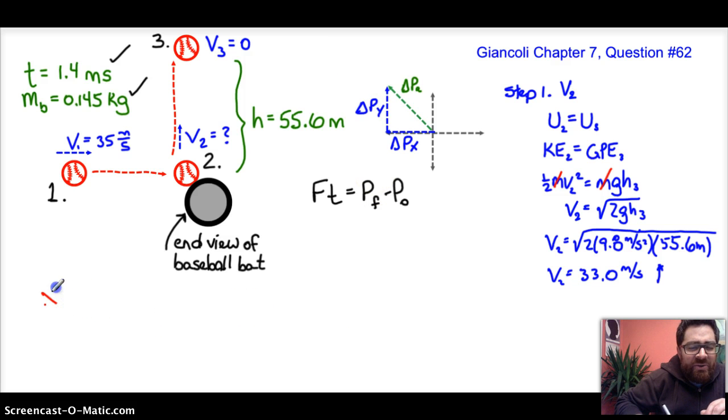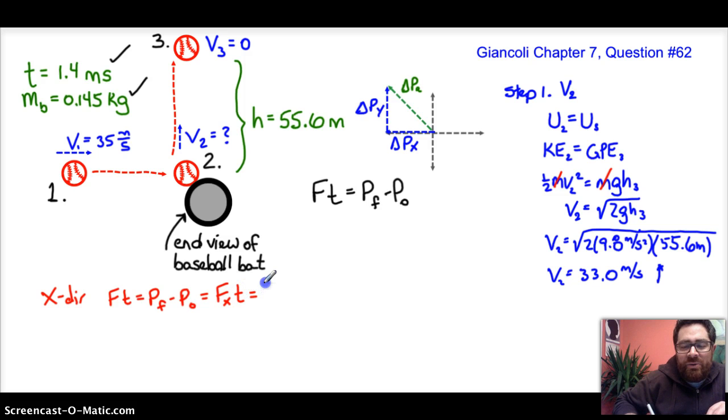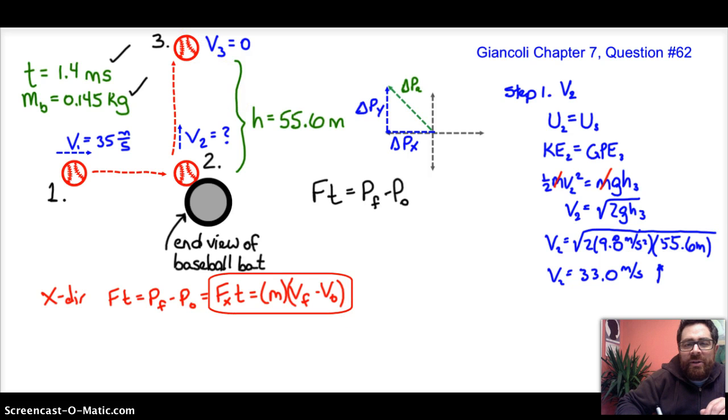Let's go ahead and start in the x direction. In the x direction, I'm going to say that impulse, force times time, is equal to the final momentum minus the initial momentum. Another way of writing that is force in the x direction times time is equal to m, the mass of the baseball, times the final velocity minus the initial velocity. I like this form because I think it's going to be easiest to pay attention to as I solve the rest of this problem. So this is the one you should be focusing on.